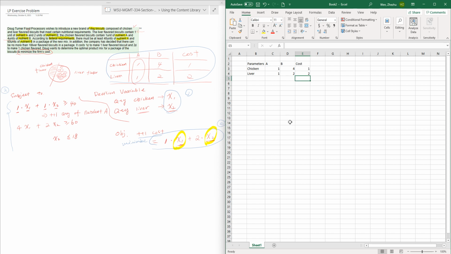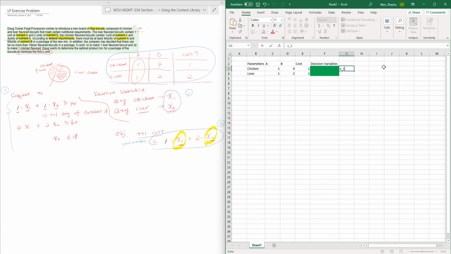And it looks like in this problem it will be easier to put the decision variables here, because it will be easier to take advantage of the SUMPRODUCT function. These two are the decision variables, meaning x1 and x2. I'm just going to use the green color to highlight the decision variables.